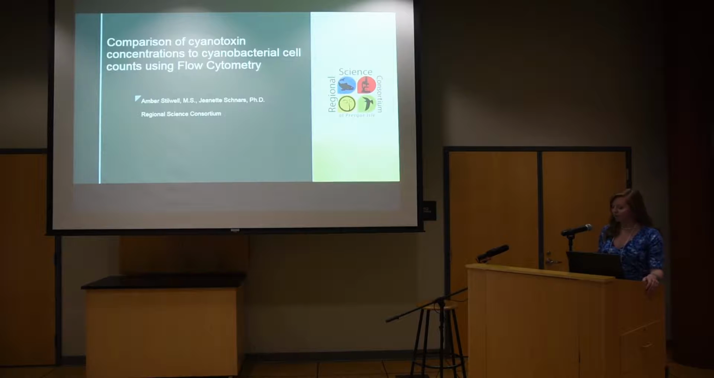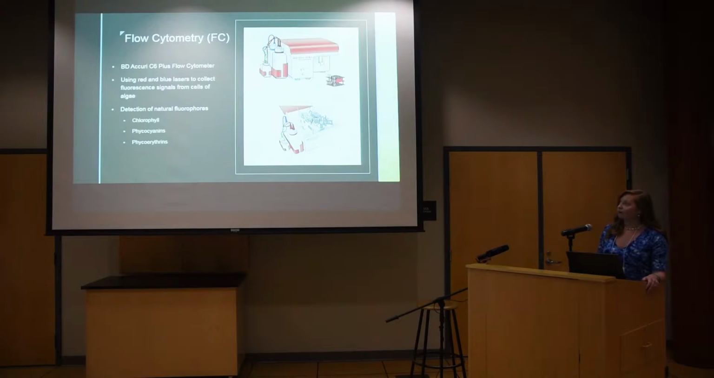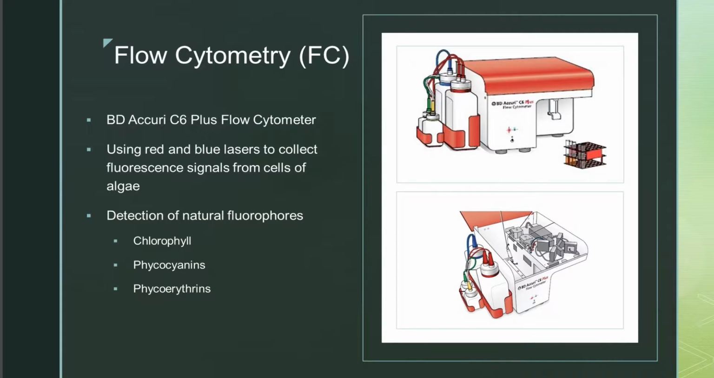I use something called a flow cytometer to measure cell counts of cyanobacteria. So first I'm going to take you through what a flow cytometer is, because I'm pretty sure maybe no one in the audience knows what it is or is unfamiliar with the way it works. So this is the flow cytometer that I use. There are multiple different kinds, but this is the BD Accuri C6 Plus flow cytometer.